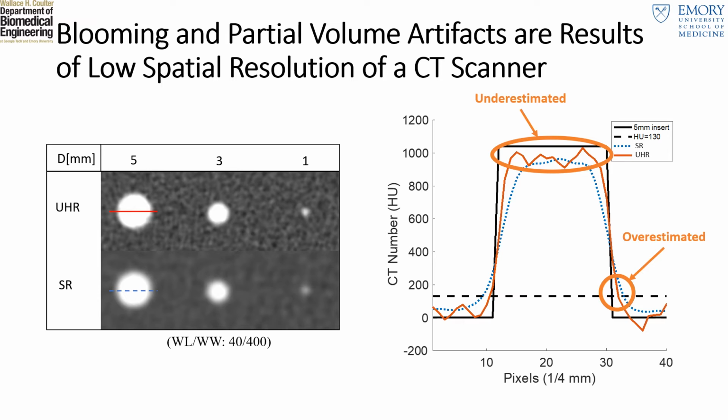Here we can see the blooming and partial volume artifacts noted by the arrows, which cause the CT numbers of the plaque to be underestimated and its apparent width to be overestimated at the 130 HU threshold, which is traditionally used in calcium scoring.